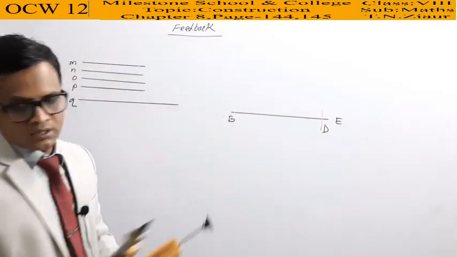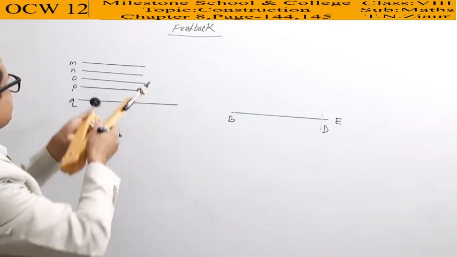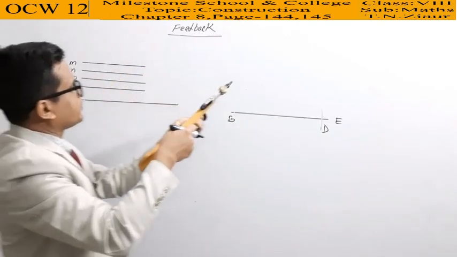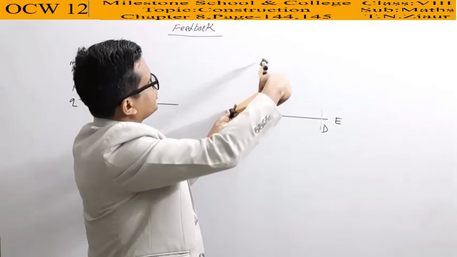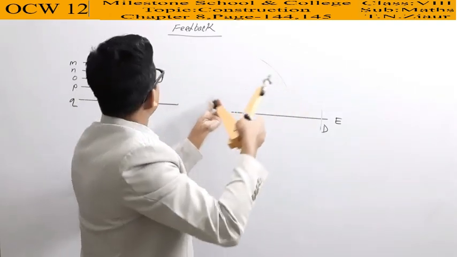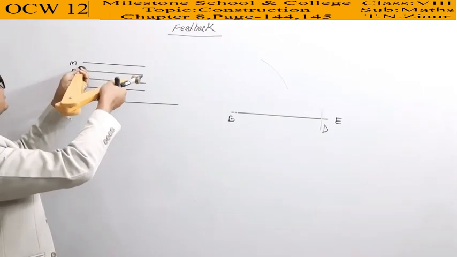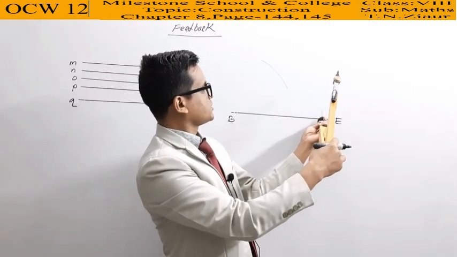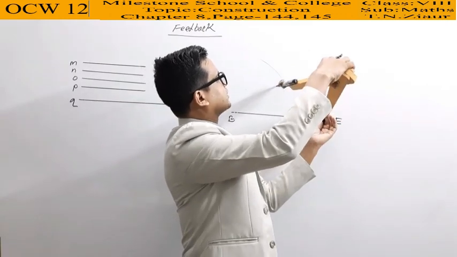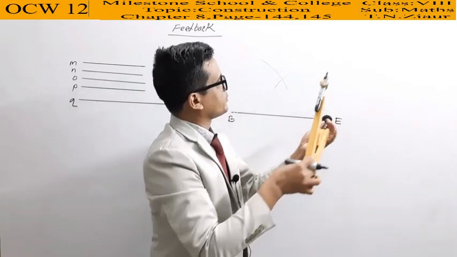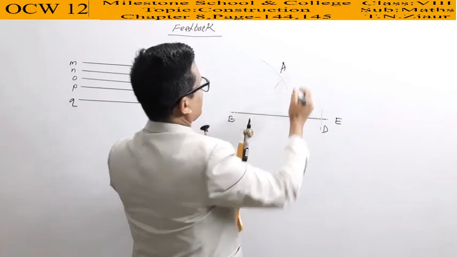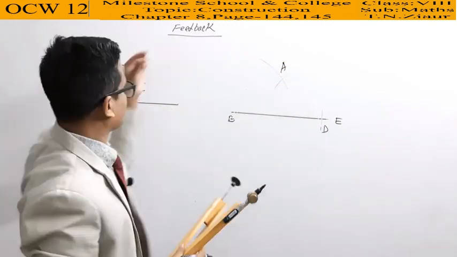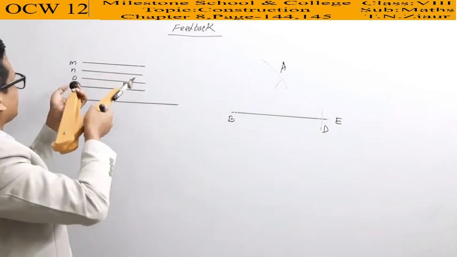Okay, now take the measure. Take the measure of M. Take the measure of N and place at B and draw the arcs. Okay, and again take the measure of N and place at D. Okay, students, and draw another arc which intersect at suppose A. Okay, so these two sides we have taken the above side.